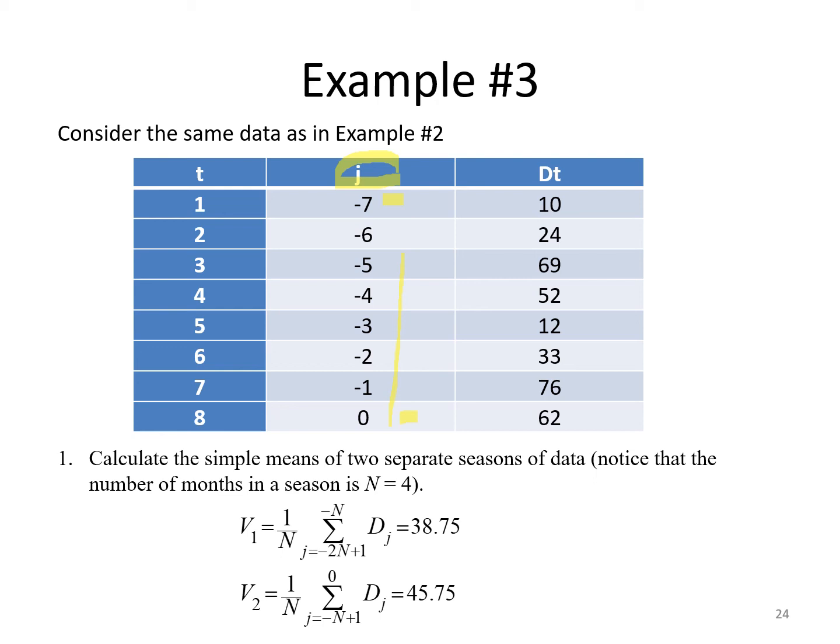Now, the first step, as I mentioned, is to calculate the values of V1 and V2. And here are the formulas for calculating V1 and V2. They are basically, again, the average demand values for the whole season. So for the first season here, we calculate the average for these four numbers, and for the second season, we calculate the average for these four numbers. The average for the first four numbers is V1. The average for the second four numbers is V2. That's how we come up with these numbers.